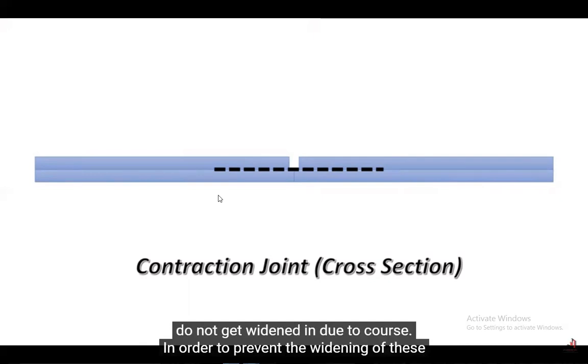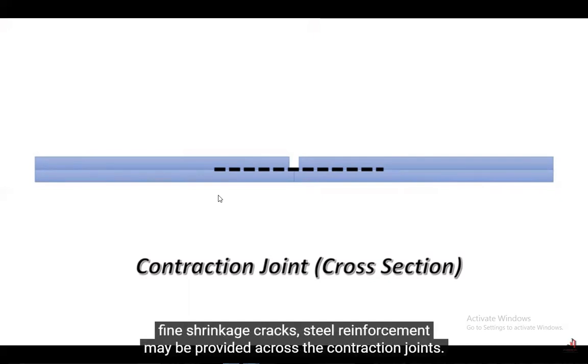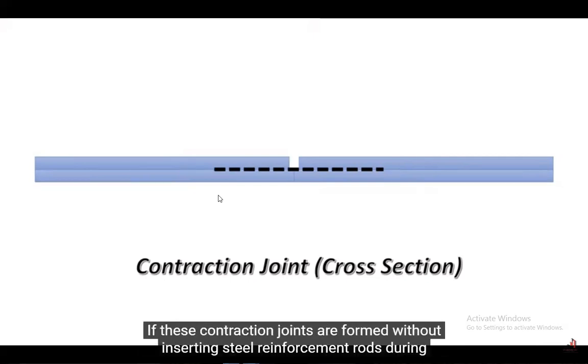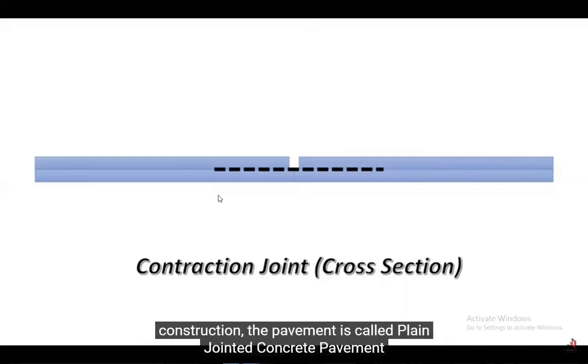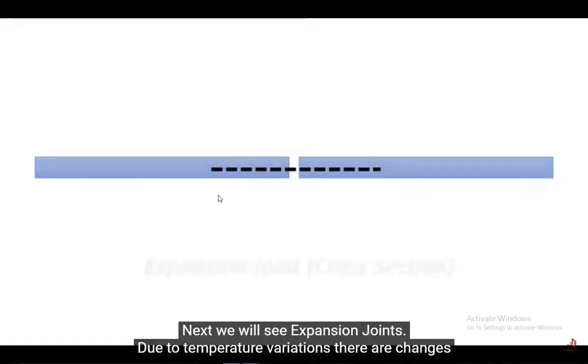In order to prevent the widening of these fine shrinkage cracks, steel reinforcement may be provided across the contraction joints. If these contraction joints are formed without inserting steel reinforcement rods during the construction, the pavement is called plain jointed concrete pavement. Next we will see expansion joints.